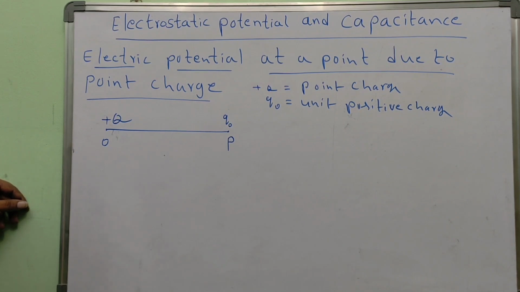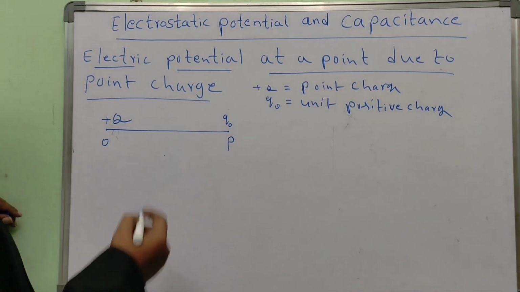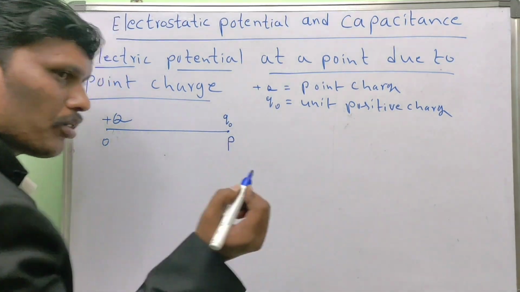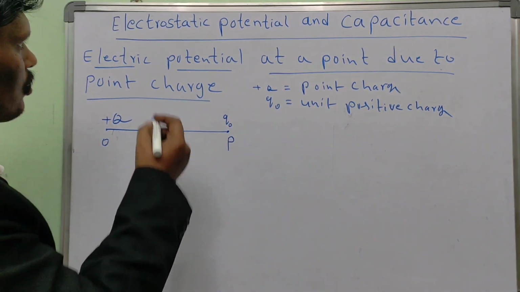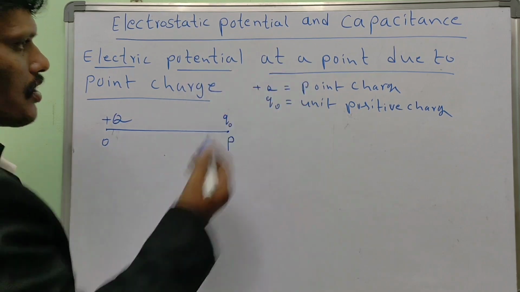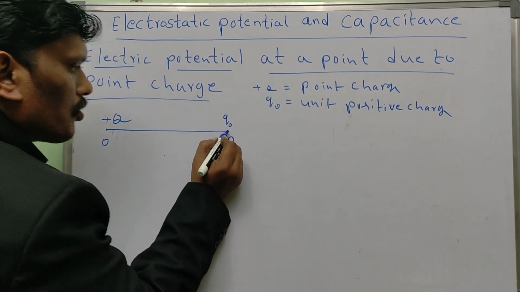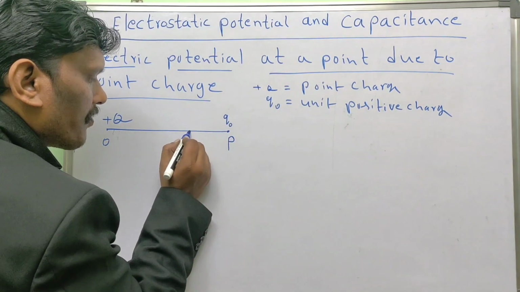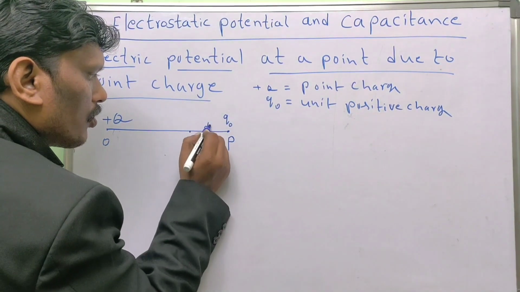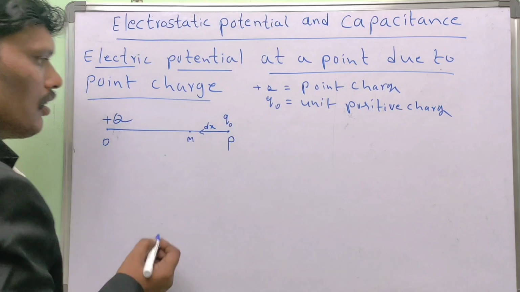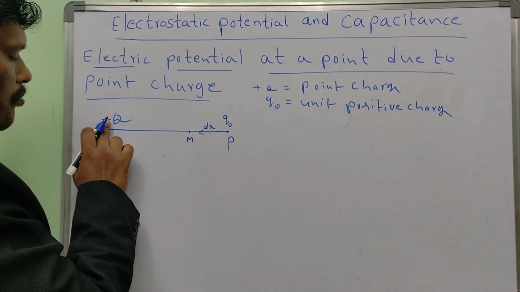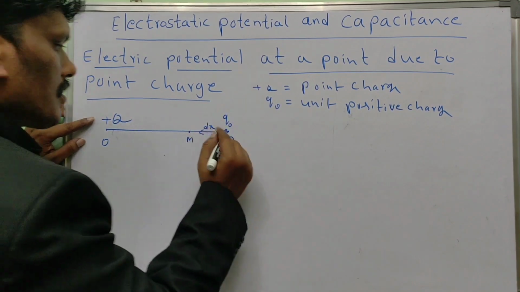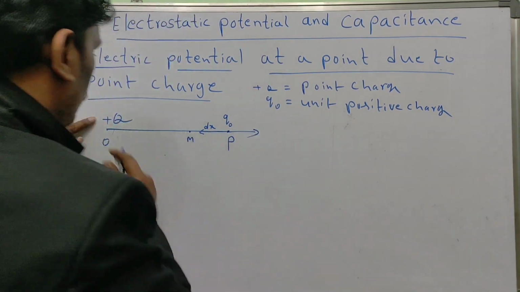I'm going to give a simple way to derive the electric potential at a point due to a point charge. First, I am going to consider q naught moving from point P to point M through a distance dx. Then what is the force acting on q naught because of the positive charge? Both are positive, so it experiences a repulsion force.